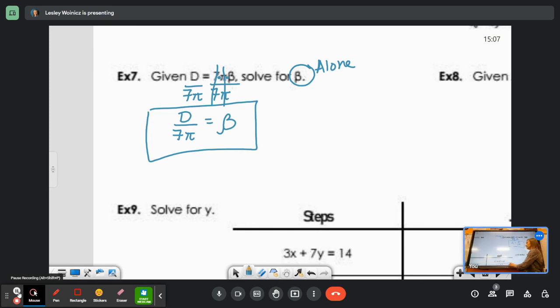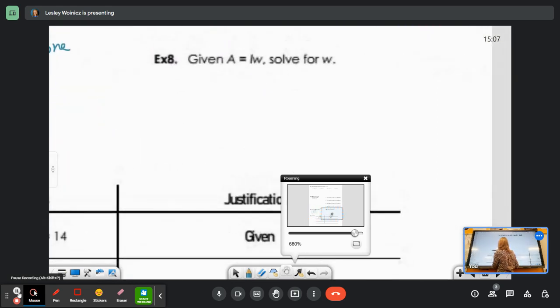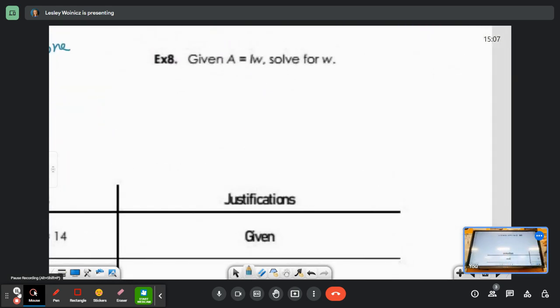Cool. Okay. Let's look at example 8. I think you guys can do this one. Go ahead and give it a try. So, between the L and W, we have more multiplying. How do we undo multiplying? Divide. Yes. So we have to do it to both sides. That gives us our W alone and an A.